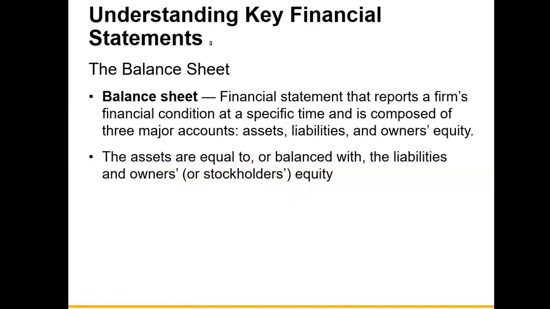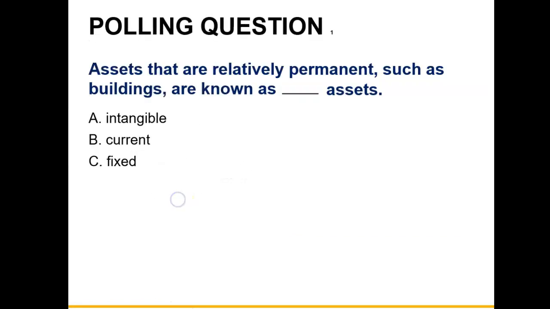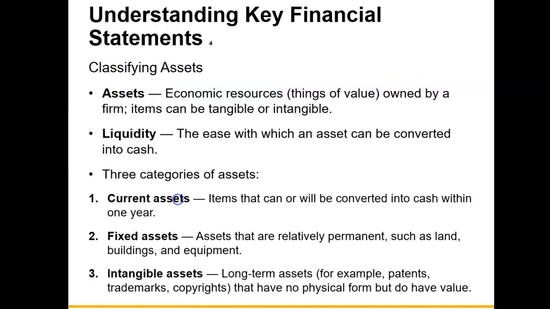So if you remember, we talked about different types of business structures. If you have a proprietorship or partnership, we call that owner's equity. But if you have a corporation, then that would be known as stockholders' equity. Okay? Assets that are relatively permanent, such as buildings, are known as A, B, or C. If you say C, fixed assets, that will be correct.